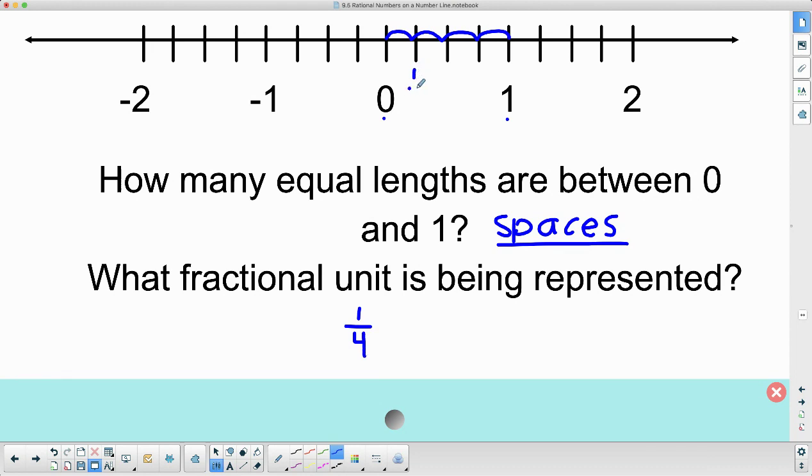So here would be 1/4, 2/4, 3/4, and 1 whole could also be written as 4/4. 4 divided by 4 is 1. We could also simplify 2/4 into 1/2.